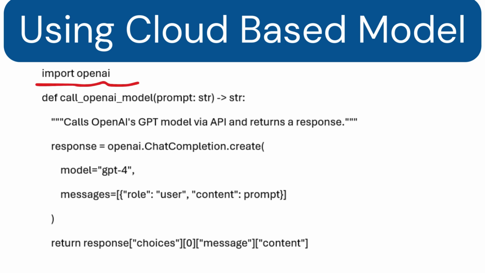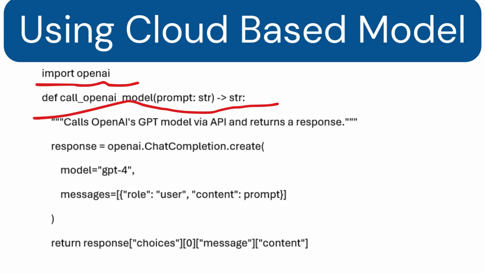Step 1, we will import the OpenAI library with the command import OpenAI. This allows us to connect to OpenAI's servers and send requests to their AI models. If you don't have this installed yet, you'll need to run pip install openai. This makes sure you have the required package to work with OpenAI's API.